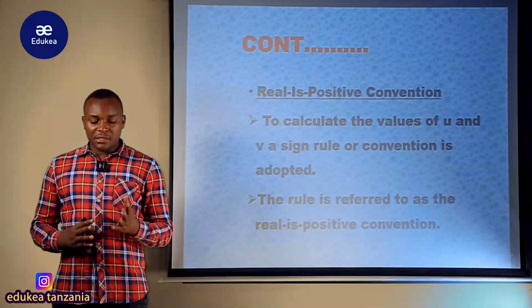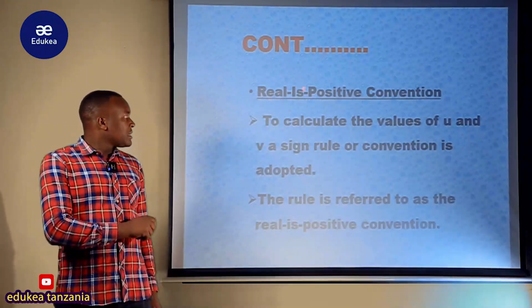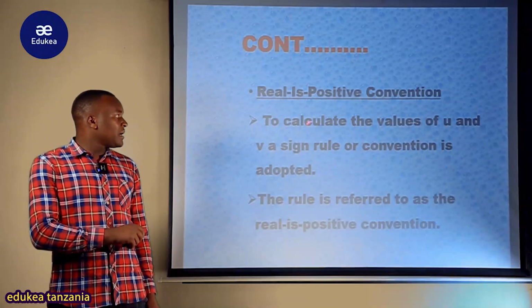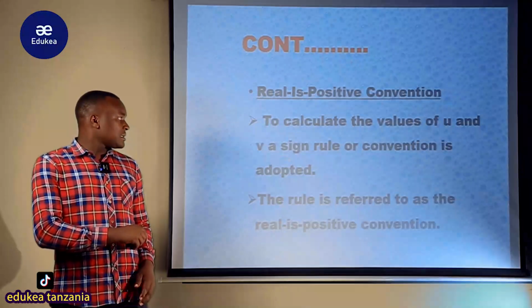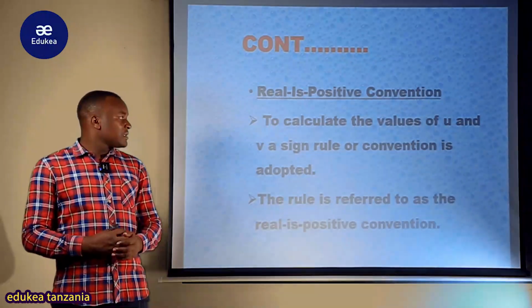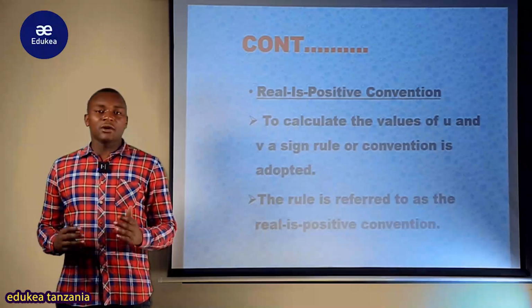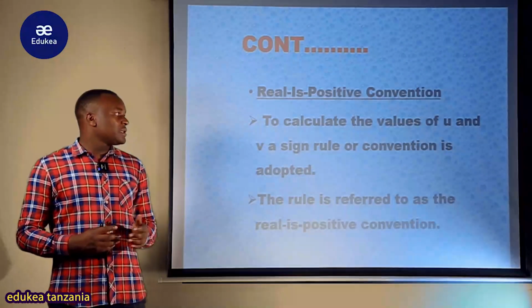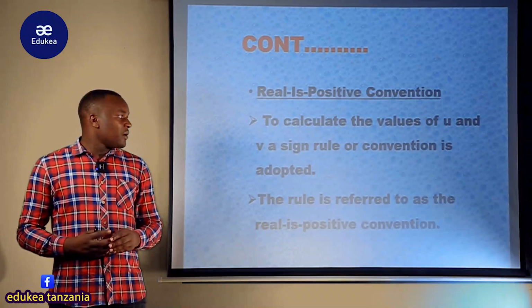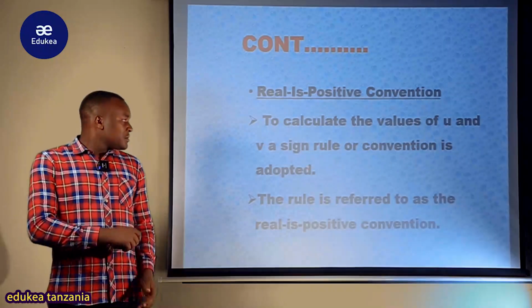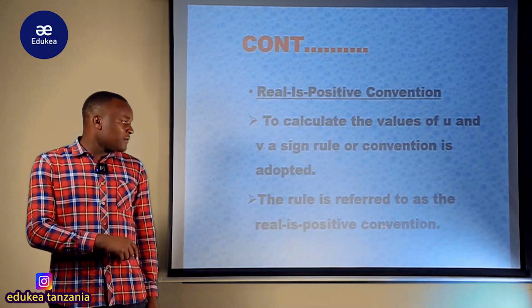Okay, there is something we call real is positive conversion. So real is a positive conversion. We say that to calculate the value of object distance and image distance, a sign rule or conversion is adopted. Kwamba tunapokuwa tunatafuta either ni object distance au ni image distance, we adapt the sign rule or conversion rules. So the rules is referred to as a real is positive conversion.